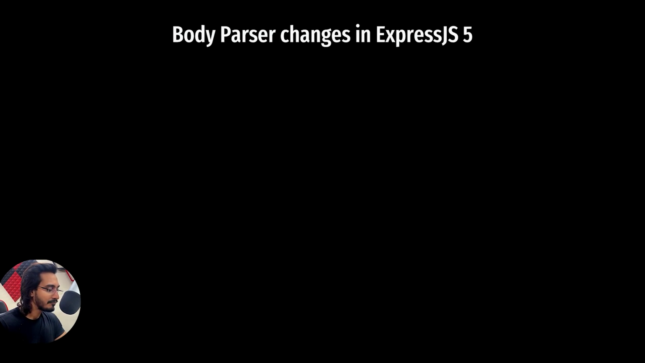What is the next thing then? Body parser changes. There are some changes related to body parser also in Express.js version 5, which is quite interesting actually. The first one is customize URL encoded body depth. What does that mean? Let's understand with the help of an example.